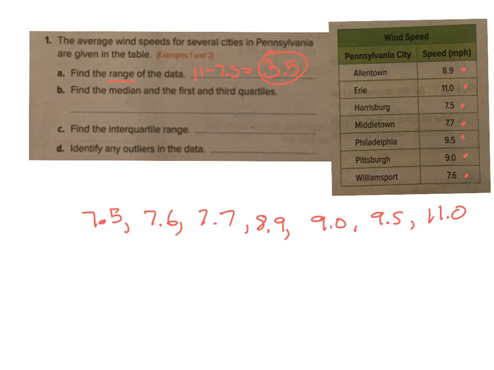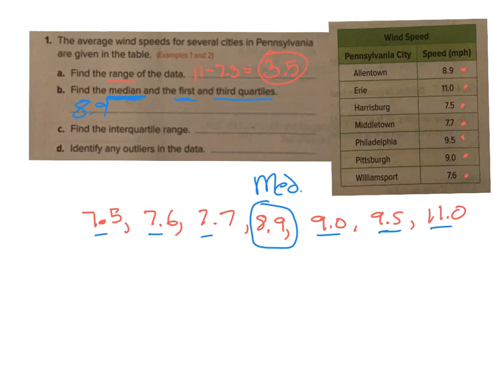All right, now, question B says, find the median and the first and third quartiles. Let's just take one step at a time. Let's find the median, okay? Median is the middle. So I'm going to take one off that side, one off that side, one off there, one off there, one off there, one off there. So I did 3 off each side, and it leaves me with this one right here. There's my median. Cool, the middle. So my median is 8.9.